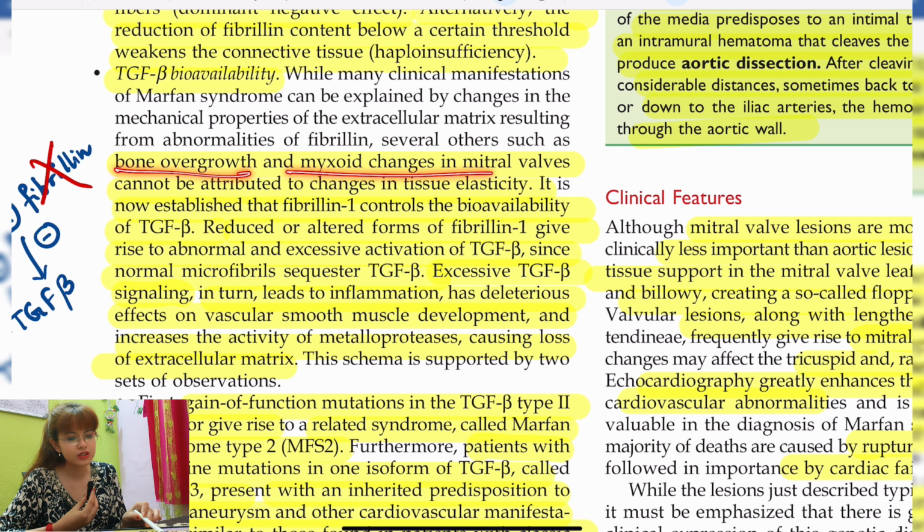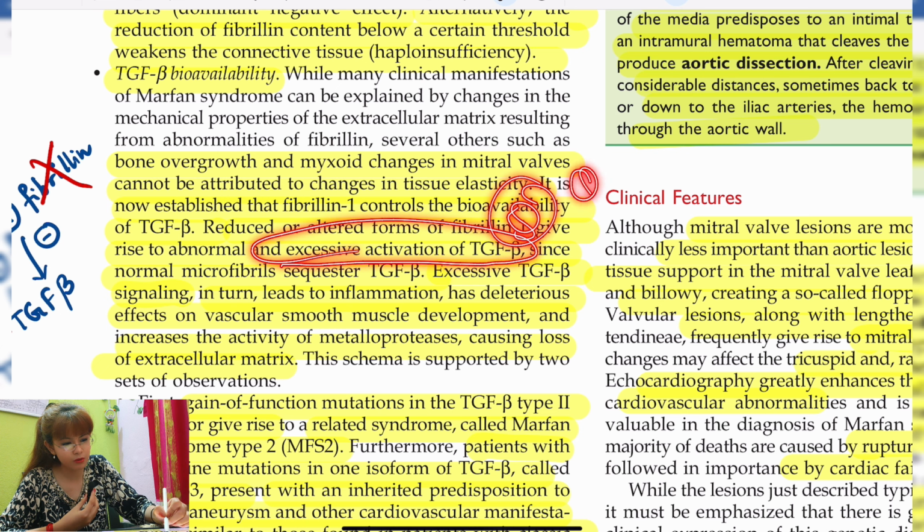So these features that we see have to be explained by the TGF beta bioavailability. It is established that fibrillin 1 controls the bioavailability of TGF beta. The reduced or altered form of fibrillin 1 which is present here will give rise to abnormal and excessive activation of TGF beta. Very, very important question.